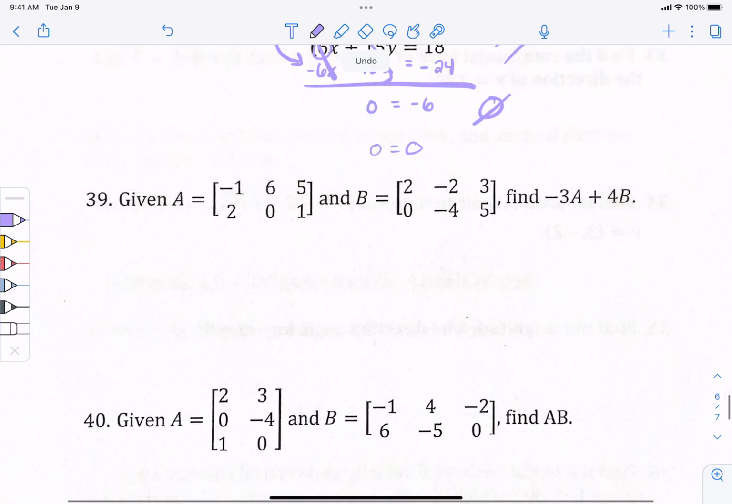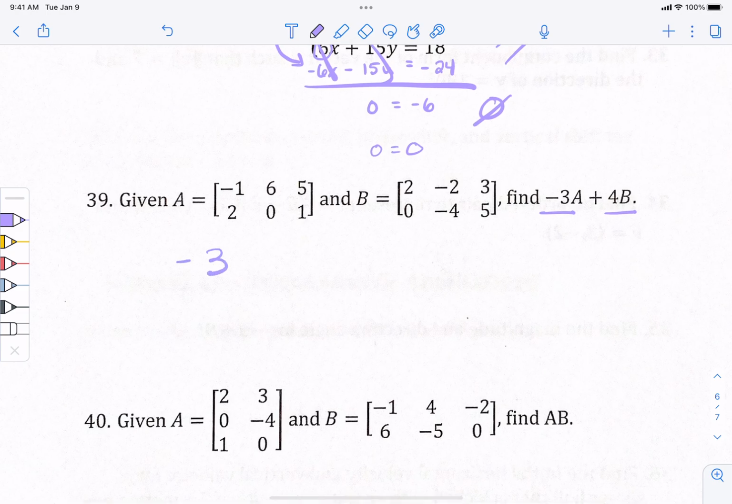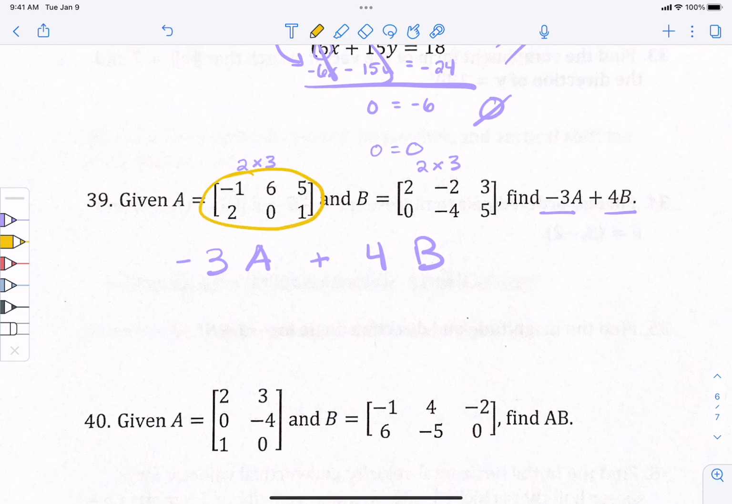Number 39 is finding negative 3a plus 4b. So I'm taking negative 3 times a, and I'm adding it to 4b. You can only add and subtract matrices if they are exactly the same size. This is a 2-row, 3-column, and this is also a 2-row, 3-column, so they're the same size. We're good to go. Let's take negative 3 and multiply by all of the a's right here.